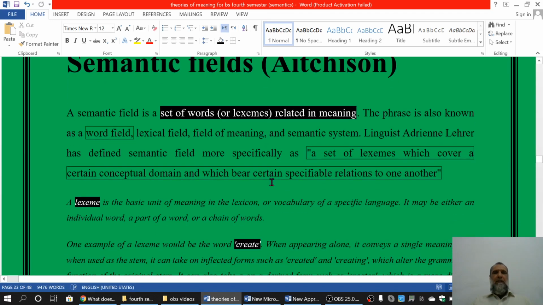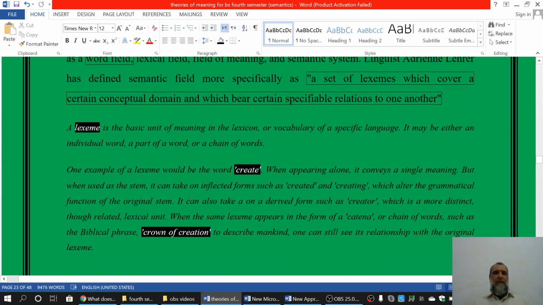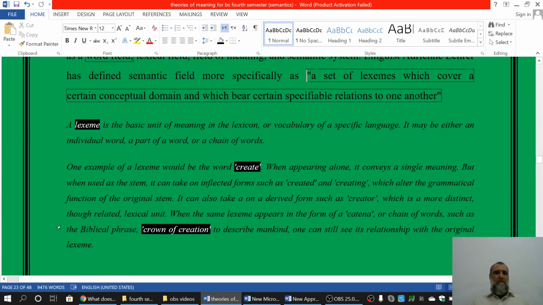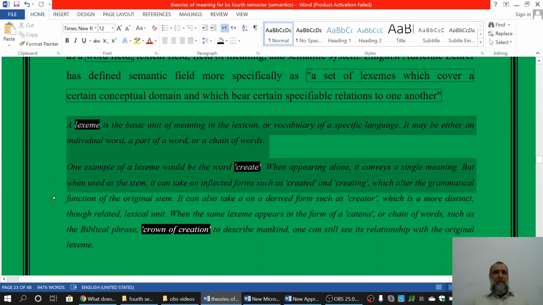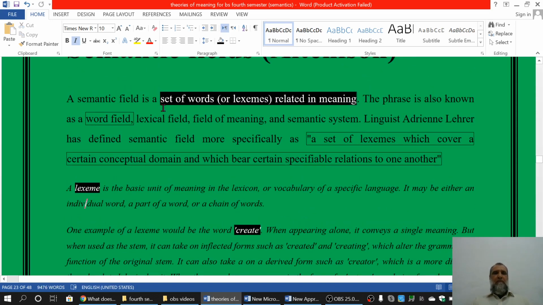The semantic field is defined as a set of words related in meaning. Set of words or lexeme. If you are in doubt about the definition of lexeme, I have already taught lexeme to you. If you are in doubt between the meaning of the word and the lexeme, then you should study this area too. However, if you already know the meaning of lexeme, there is no need to study this. So we define a semantic field as a set of words related in meanings.